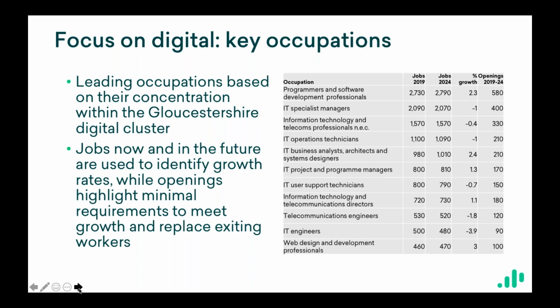And as well as the growth rates, we also have there the openings numbers. So we project openings as a combination of meeting the needs of growth in terms of extra jobs, but also replacing workers leaving that occupational workforce as well. So you can see there that over the 5 years from 2019 to 2024, there's only 60 extra jobs, but we project 580 openings because there's a lot of churn in the labour market and a lot of people moving between occupations as well. And so that results in quite a significant number. So if we go on to the next one.